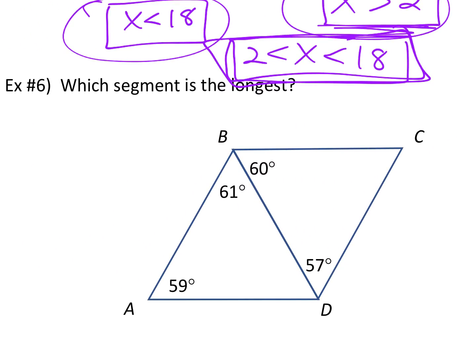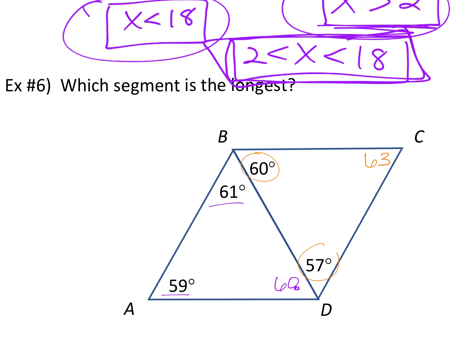I want to know which segment in this picture is the longest. And this one's always tricky for people because it doesn't feel like it makes sense. But it makes sense when you figure out what's going on. First of all, you have to find your missing angles. Okay, so can anyone tell me what this angle ADB would be? That's 60. To add up to 180, 59, 61, and 60 adds up to 180. Can anyone tell me what angle C should be? 63. To add up to 180, 57, 60, and 63 will add up to 180.